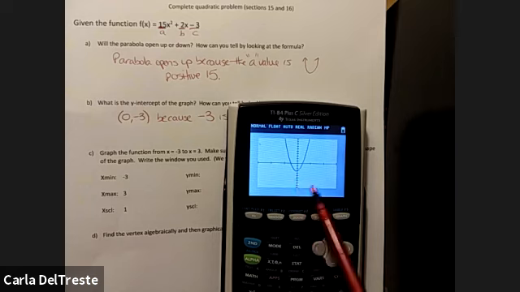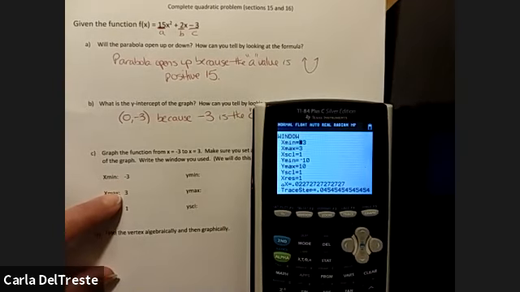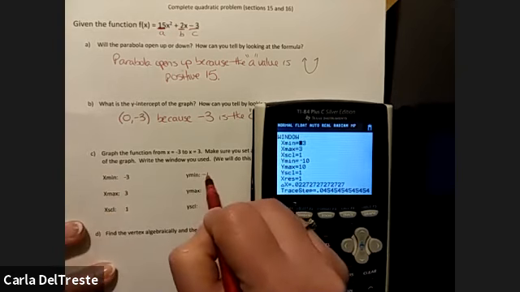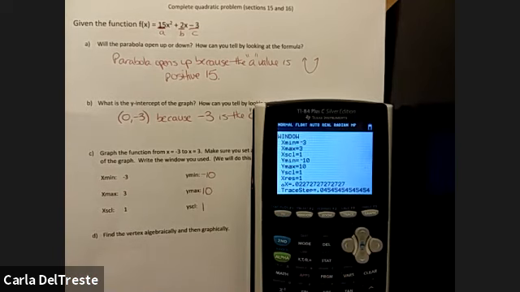Now I could go back and get rid of some of this white space down here by increasing the y min, but I don't really have to. I mean, I see all the important features. I see the vertex, I see the y-intercept, I see the x-intercepts. So I can leave this as a pretty decent window. So I'm going to write this down. The window that I used was negative 3 for the x min, 3 for the x max, and 1 for the x scale. And for the y's, I left it from negative 10 to 10, counting by ones. So that's the window that we chose to use here.